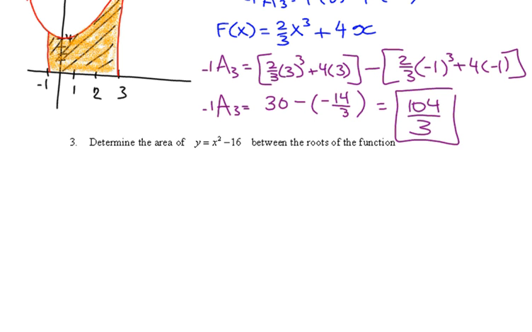Let's do this one together. Determine the area between the roots of the function. Whoa, we have to figure out what the roots are. Yeah, plus or minus 4. So negative 16 is here. You have to figure out the roots yourself, and we want the area between them.